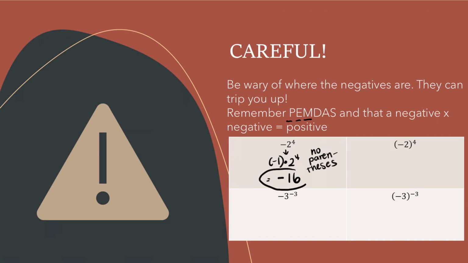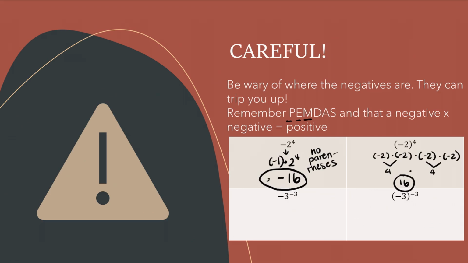But in the other one, since it is in parentheses, we are applying the exponent to the negative 2 in its entirety. So it ends up being negative 2 times negative 2 times negative 2 times negative 2. And the negatives cancel out for the first 2 and the last 2. So we end up with positive 16 instead. So that parentheses really makes a big difference. Make sure you're paying attention to if there's parentheses or not. Not just if you're solving it, but also if you're putting it into a calculator, because the calculator is going to follow PEMDAS.